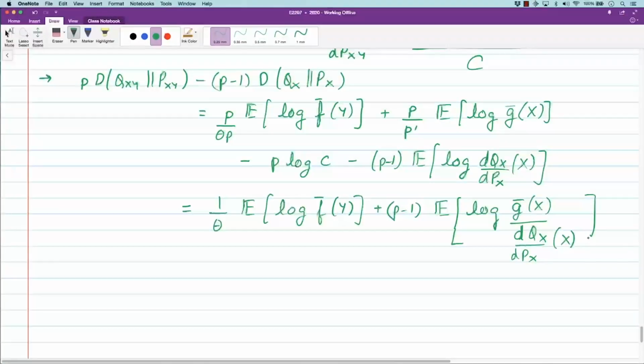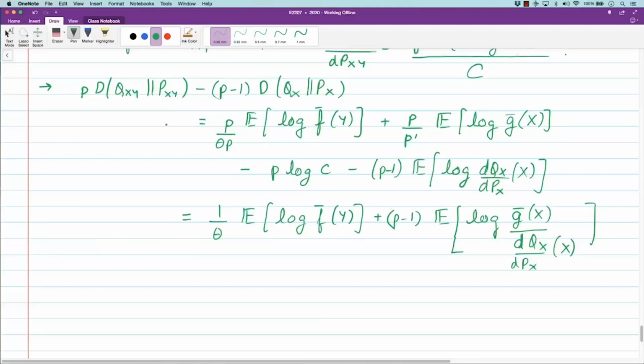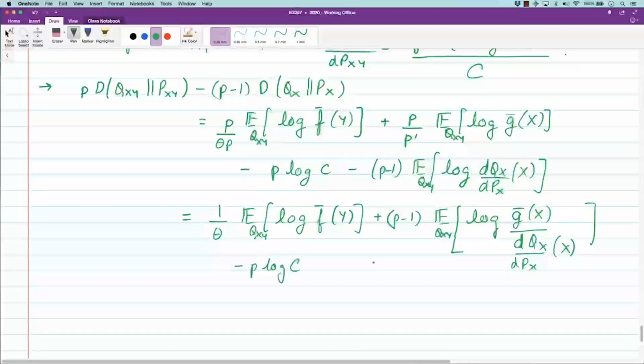So this one. These expectations have to be carefully taken. All these expectations are with respect to qxy, and this one is again qx, because we didn't include the extra factor here. So again qxy. Okay, all the expectations are with respect to qxy. Minus p log c. That's what we have.